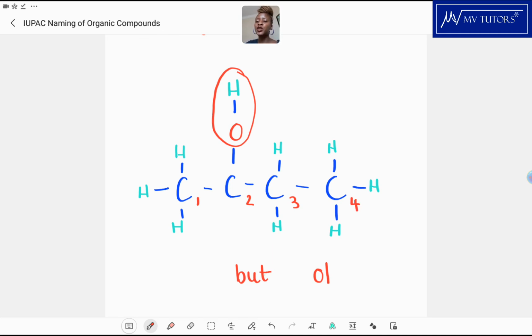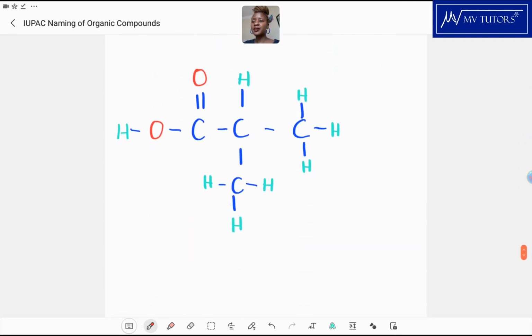So it will be butan-2-ol, because that OH is on the second carbon. So butan-2-ol. All right. If your OH was on the first carbon, which would be your primary alcohol, you would just say butanol. But because it's on the second carbon, with the other 2 carbons on the side, it is a secondary alcohol, so that's butan-2-ol.